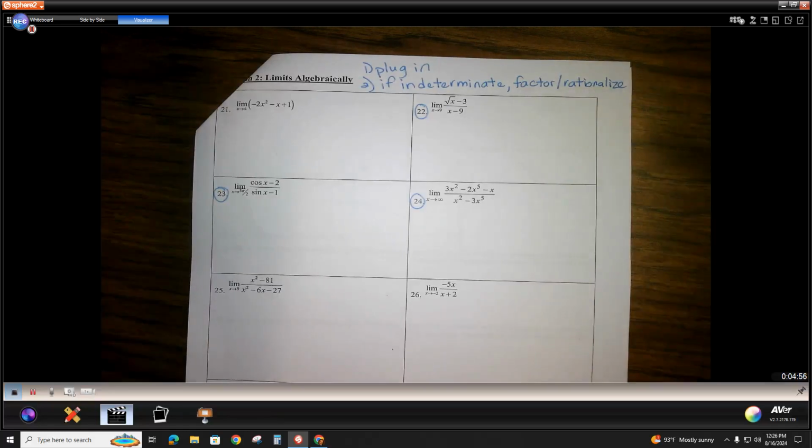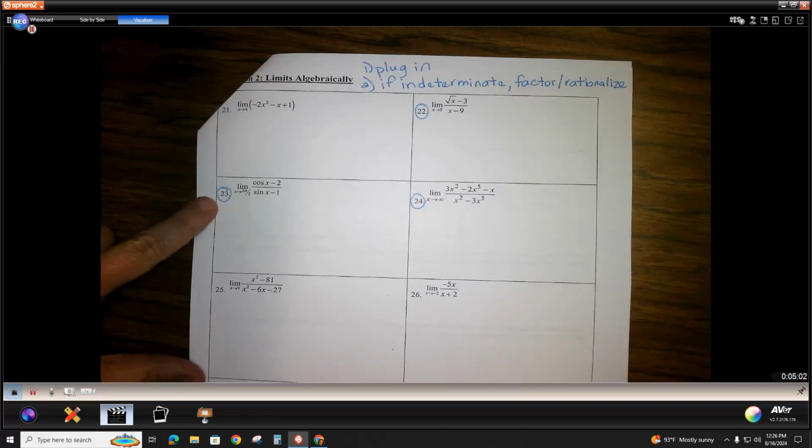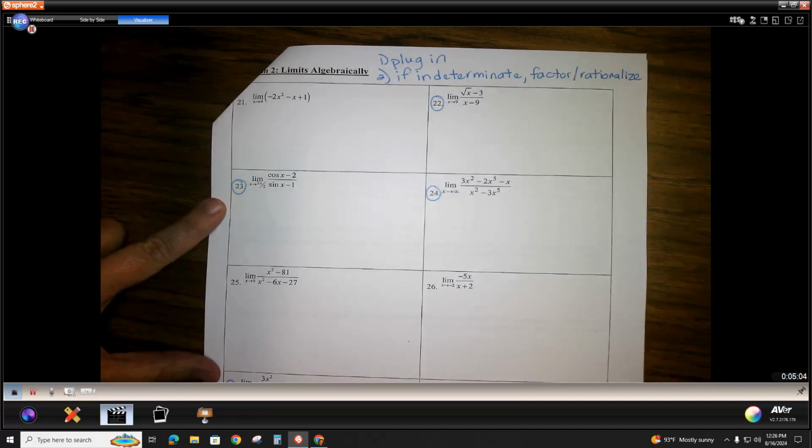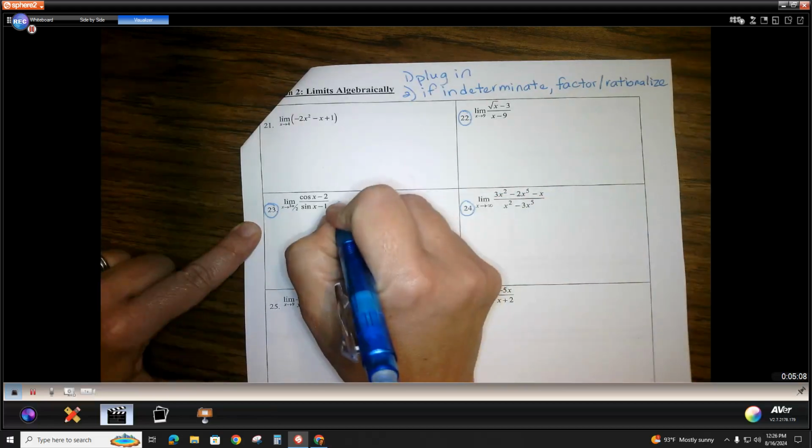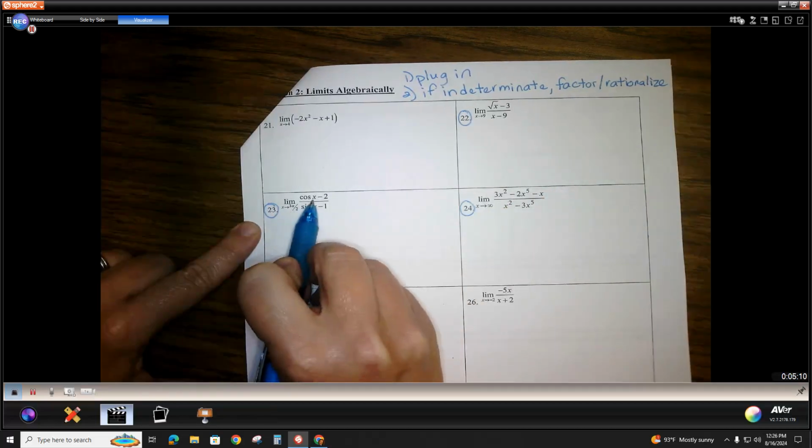Try one of those things to see if you can get it to then be able to plug in. So let's try a couple examples. I'm going to try 23 first. So we're always going to try plugging in first. So this is asking us to figure out 3 pi over 2.